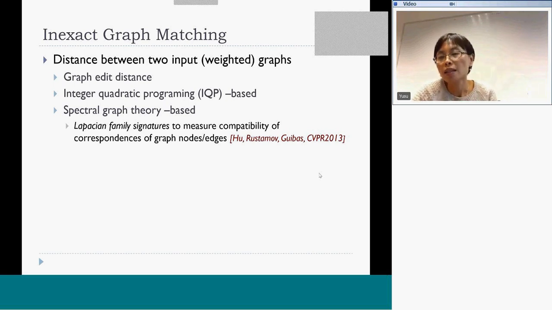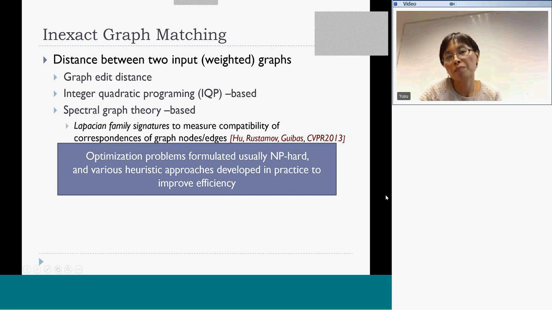programming. Another line of work is using the spectral property of the graph to measure their distance. And very recently, Hu et al. developed so-called Laplacian family signatures to measure how well the edges of the graphs correspond to each other. And they also provide several interesting properties of this Laplacian family signature. But very often, this problem of inexact graph matching ultimately leads to an optimization problem, which is typically NP-hard. And in practice, one has to decide how to find heuristic approaches to improve time efficiency.